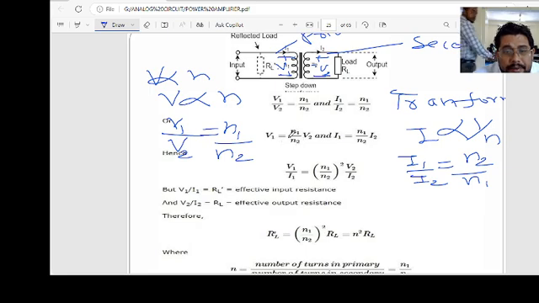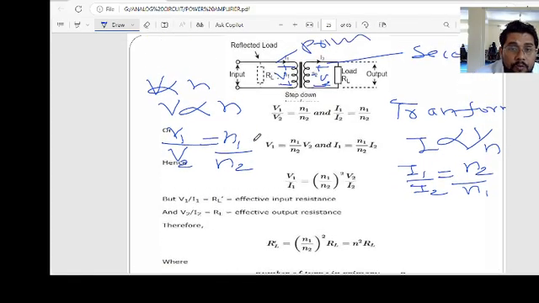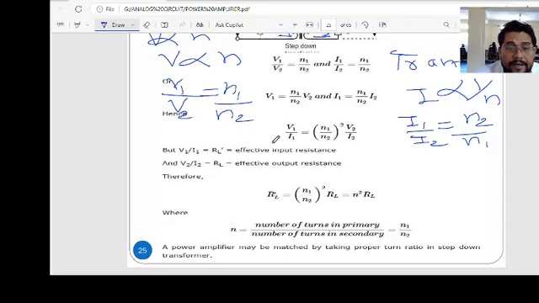So V1 divided by V2 into I2 divided by I1, if we take the ratios. So V1 by I1 is N1 divided by N2 squared into V2 divided by I2. So we know V1 by I1 is R1. The effective resistance of the input voltage. Here this is called the effective resistance.